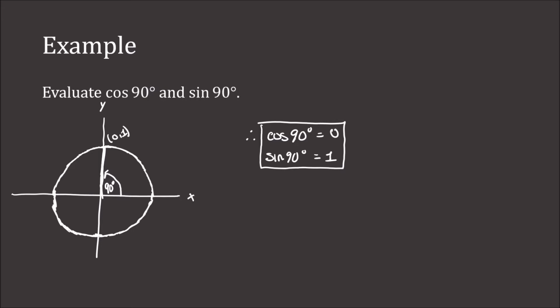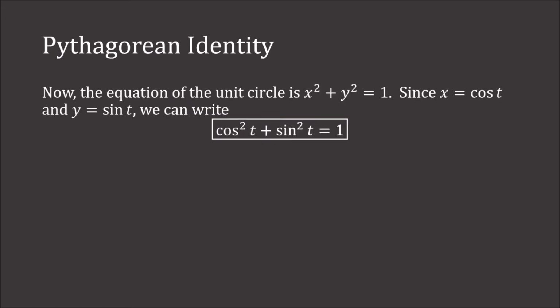Now, the equation of the unit circle is x squared plus y squared is equal to 1. But x is cosine of t, and y is sine of t. And so we can write cosine squared of t plus sine squared of t is equal to 1. This is one of the most important trigonometric identities, and it is known as the Pythagorean identity. It's actually one of 3 Pythagorean identities. We will derive the other 2 a little bit later in the video. Actually, I believe it's towards the end of this video we will derive the other 2.